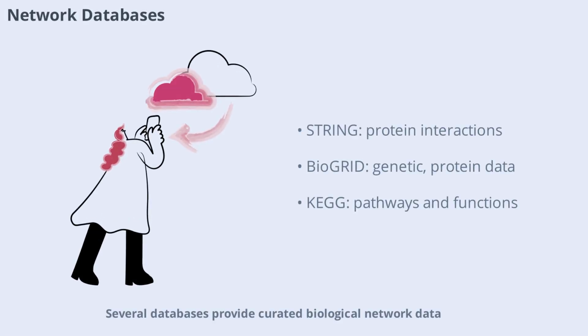Several databases provide curated biological network data. STRING focuses on protein-protein interactions, while BioGRID covers genetic and protein interactions. KEGG offers pathway maps and functional annotations. Accessing these databases ensures that analyses are based on high-quality, up-to-date information, supporting robust research.